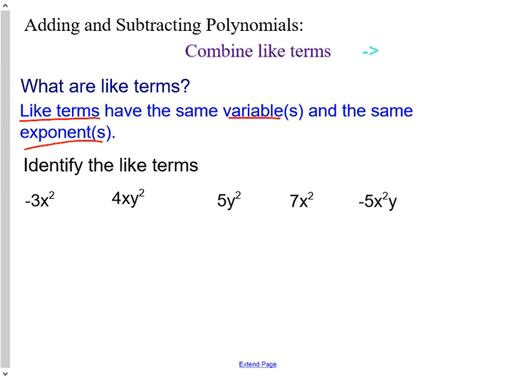So in this list below, we're going to identify the like terms. Let's circle the ones that are alike, and the ones that are different but also alike, we're going to box. So negative 3x squared.